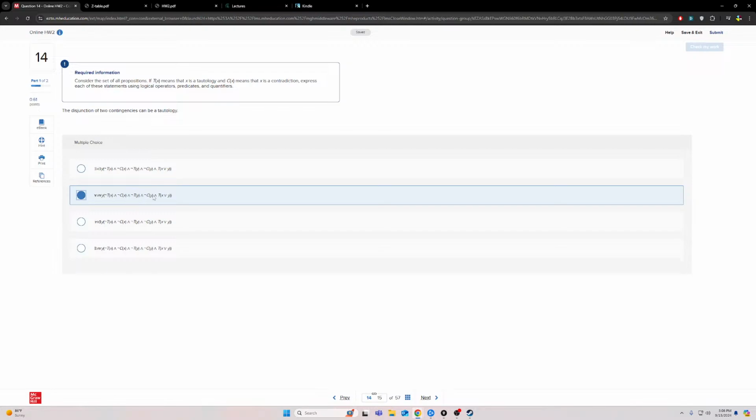Because what is the difference between these here? Those are all the same. These are all the same. These are the only ones that are different, the very beginnings here. The disjunction of two contingencies can be a tautology.